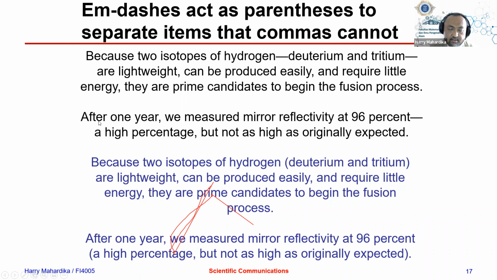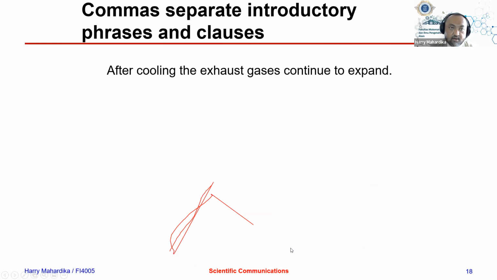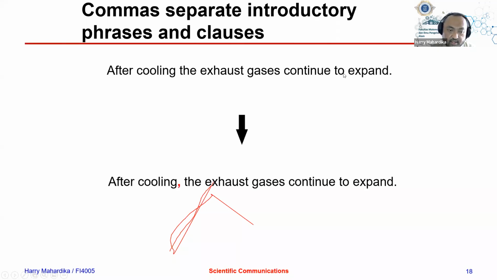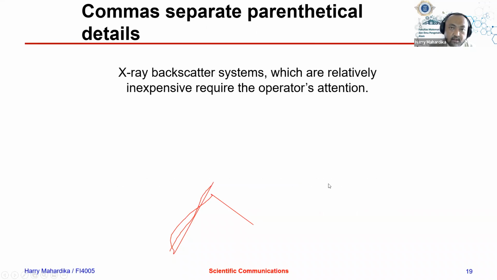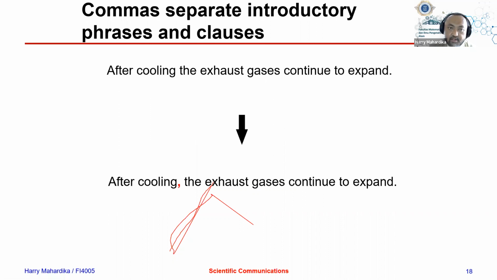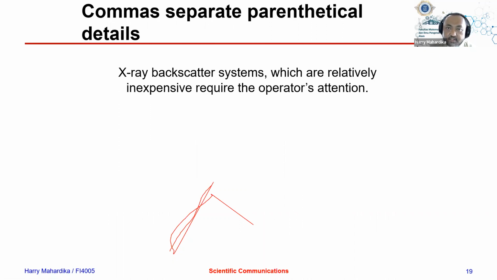And then here in the second example, after 1 year, we measured mirror reflectivity at 96% (dash). We use parentheses. Okay. Now we move on to the usage of commas. Commas separate introductory phrases and clauses. After cooling, the exhaust gases continue to expand. We could write it as: after cooling, comma, the exhaust gases continue to expand. And then here, commas separate introductory phrases and clauses, and here, commas separate parenthetical details.